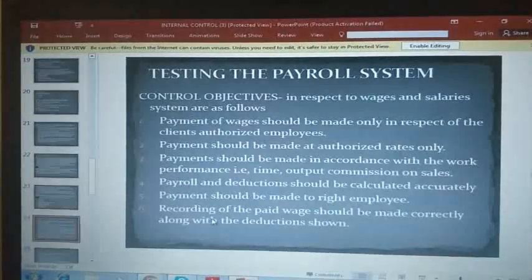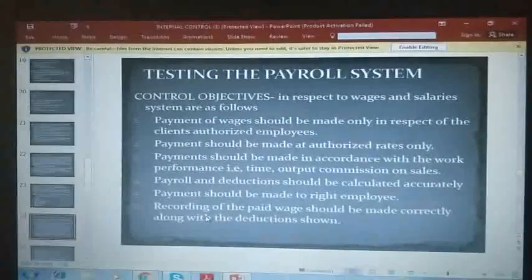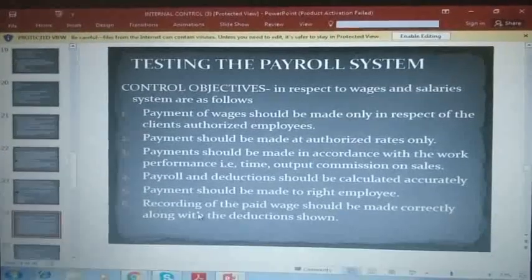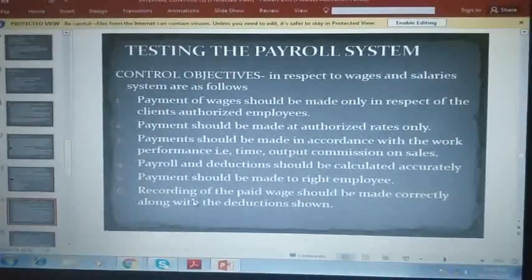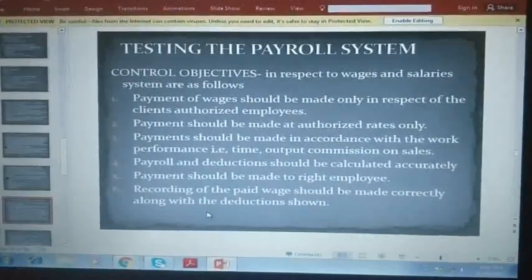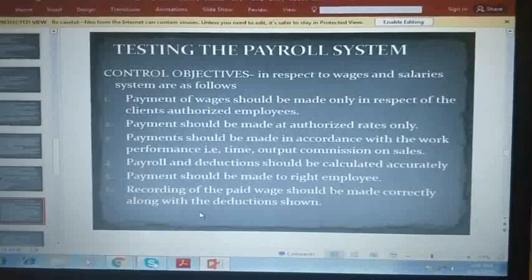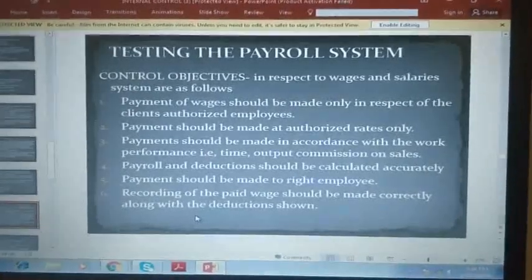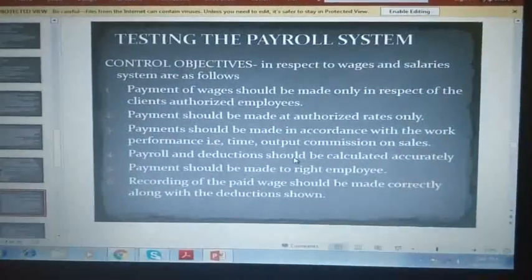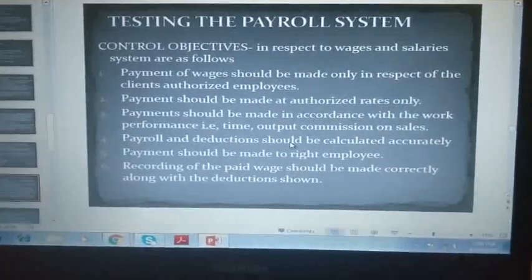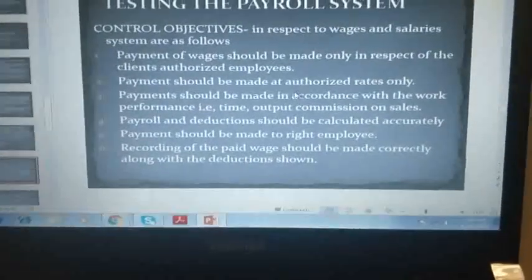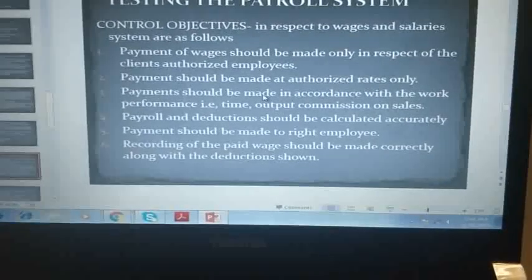Now moving on to your next topic, you have testing of the payroll system. What happens in this testing of the payroll system is, you have something known as control objectives here. In your control objectives, this is in terms of wages and salaries only. Here you're taking into consideration that payment of wages should be made only in respect of the client's authorized employees. You can make payments only to the authorized employees.